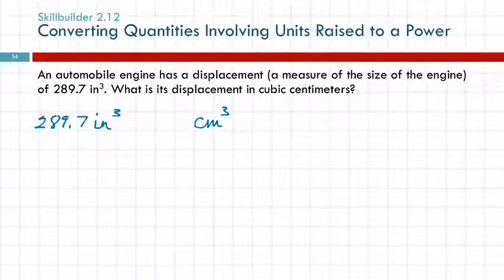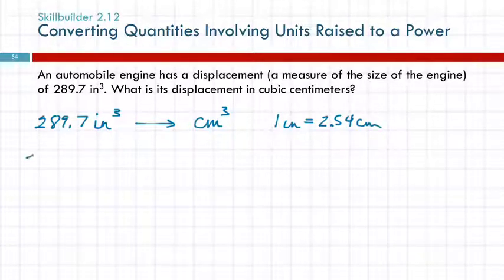Most tables of conversions do not list cubic inches to cubic centimeters. Could you find one? Sure. But we can make one for ourselves because we know the relationship between inches and centimeters. 1 inch equals 2.54 centimeters.